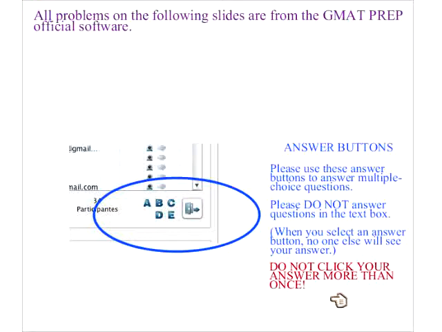If you click twice, your second click will undo your first click. So please click the button exactly once. If you change your answer, please click the new button exactly once. Any questions, please type them in the chat box. Smiley face if this all makes sense.